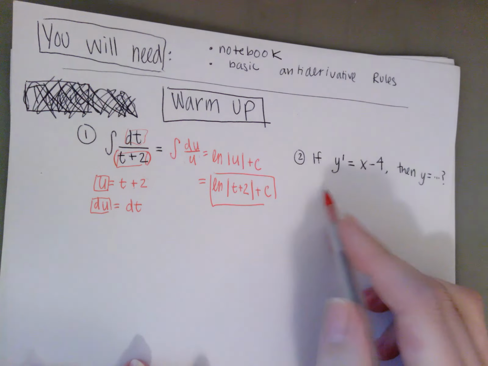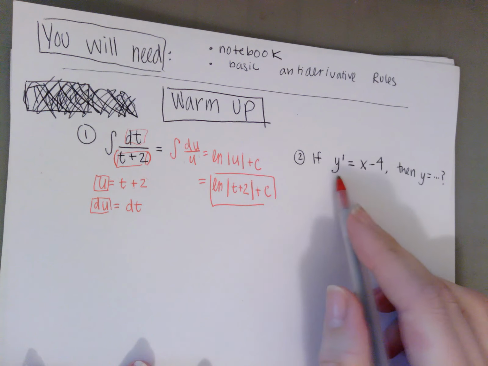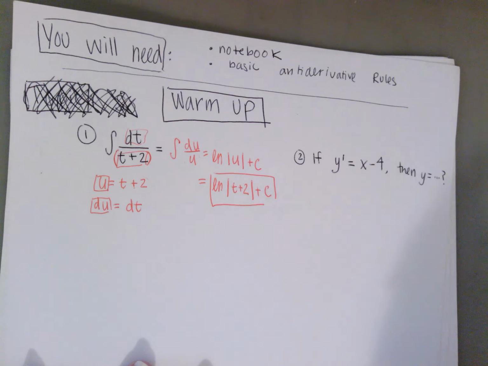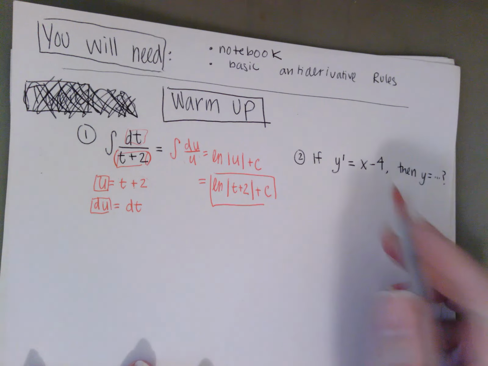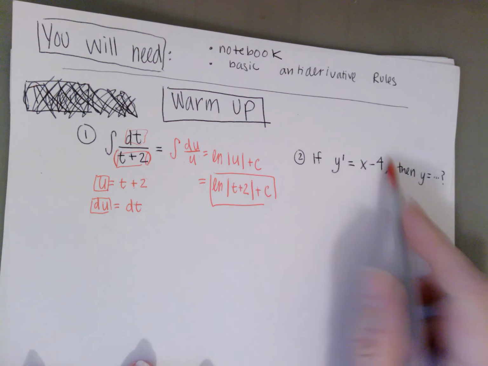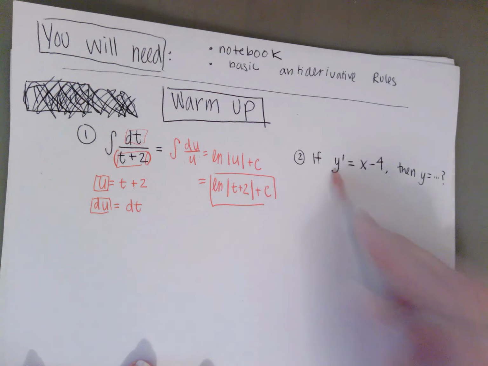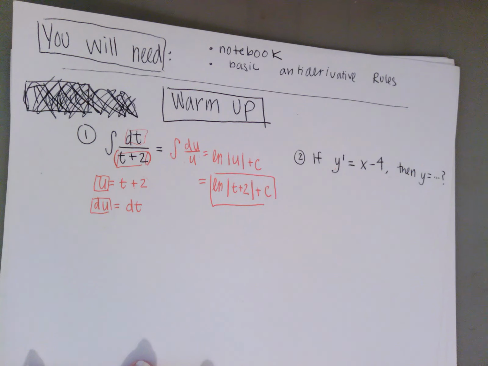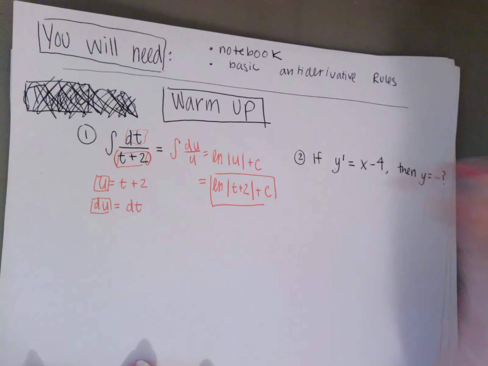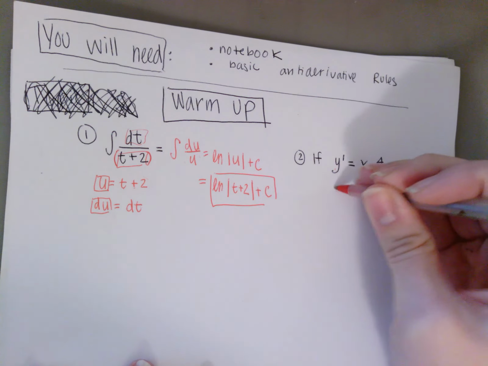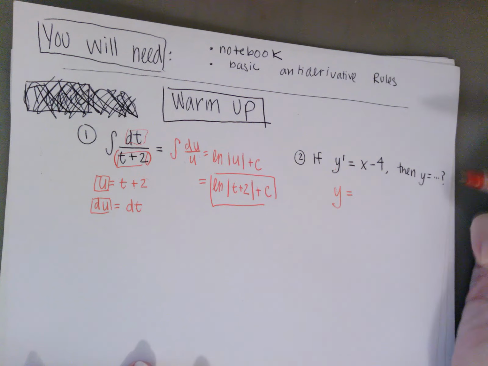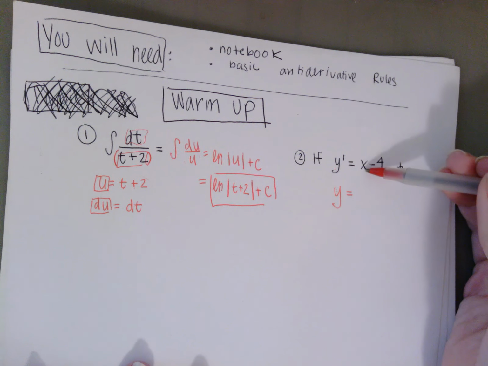For number 2, we started with y prime. Y prime equals x minus 4, then y equals what? So here, I want to find an antiderivative. I'm starting with my first derivative, y prime. I'm trying to find y. Okay, well, the antiderivative of y prime is just y equals the antiderivative of x.